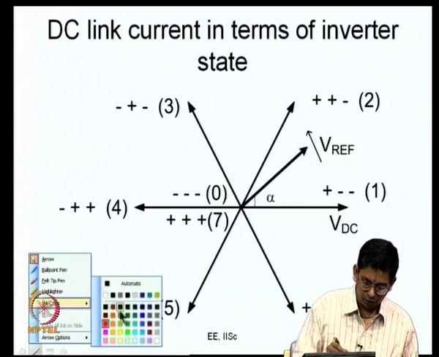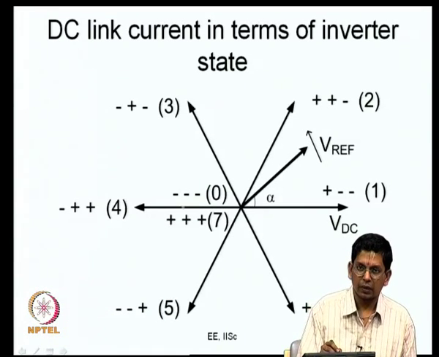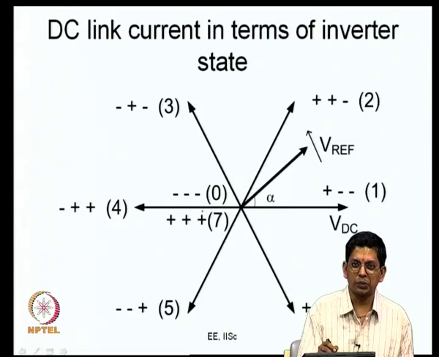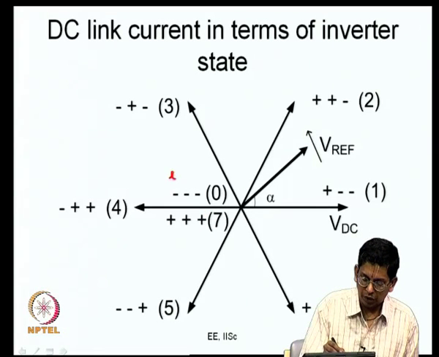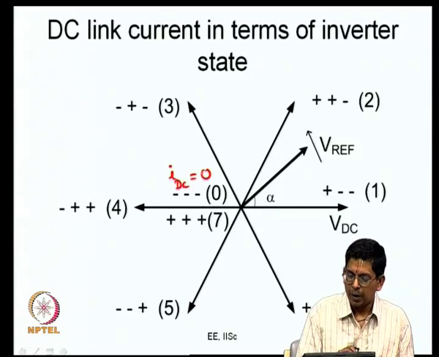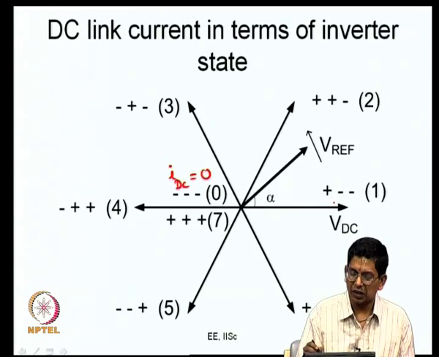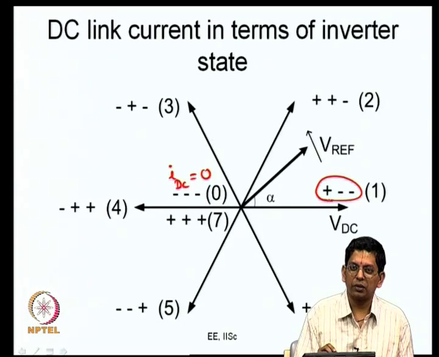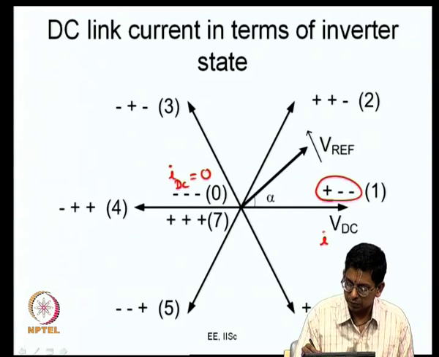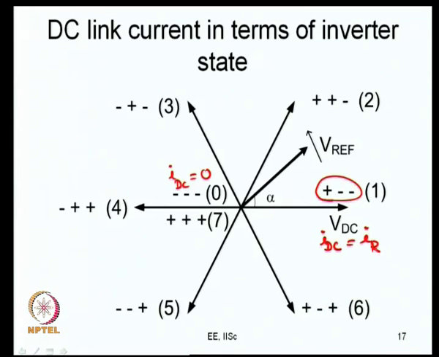Let us see this here. If you consider the 0 state, minus minus minus or plus plus plus, you have IDC equal to 0, as we established just a while back. Now, if you take the inverter state plus minus minus, what happens? You have a case where SR is equal to 1, but SY is equal to 0 and SB is also equal to 0, and therefore, your IDC is simply equal to IR.